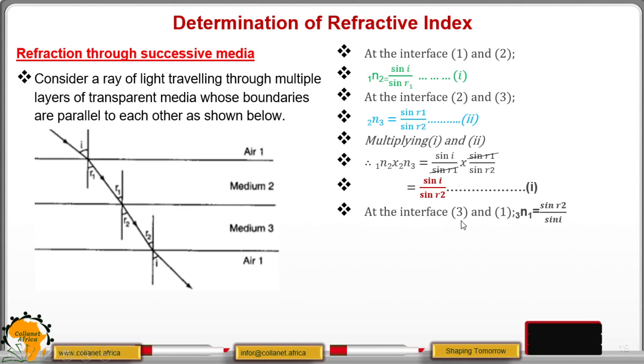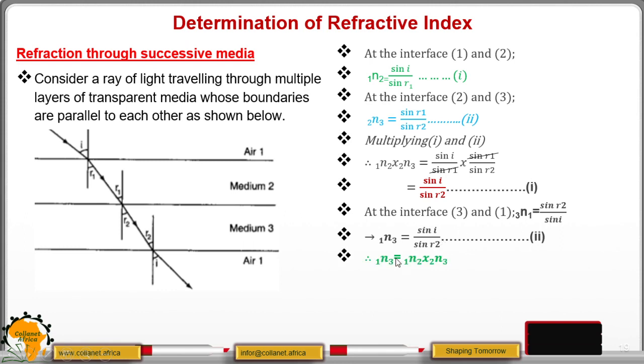Then from there, at the interface 3 and 1, if you want to get now the refractive index of medium 1 with respect to medium 3, it will be sine R2 over sine I, which implies that the refractive index of medium 3 with respect to medium 1 will be the reciprocal of this. Remember from the previous lessons, we have seen that if you want to get this part, you get the reciprocal of this one. Therefore, it will be sine I over sine R2. If you look at this term and this term, that is equation 1 and equation 2, they are similar.